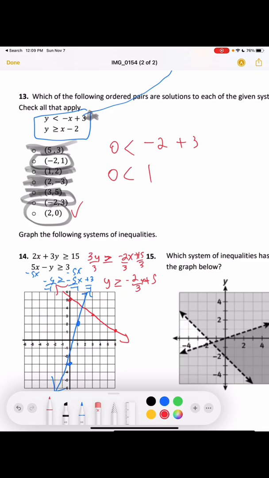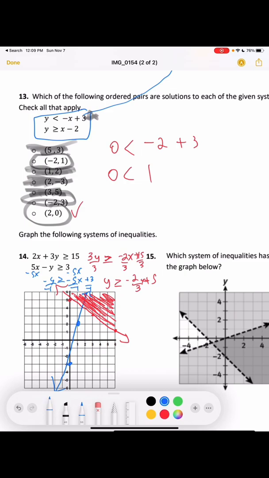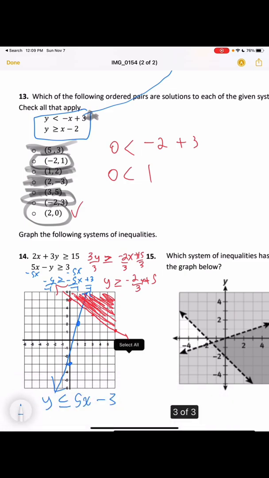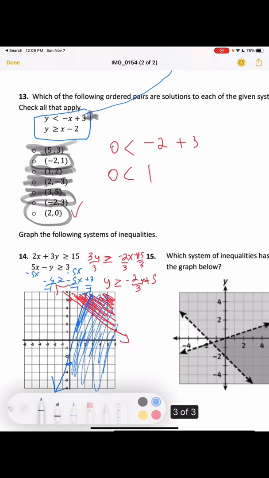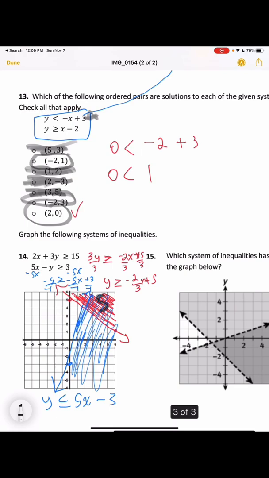And then you should have shaded, which I forgot to do, so we'll go back to the top equation. It was greater than, so we'll shade above. And then the second equation ended up being less than or equal to, so we'll shade below the graph. And then our solution area will be right here where the red and the blue crossed.